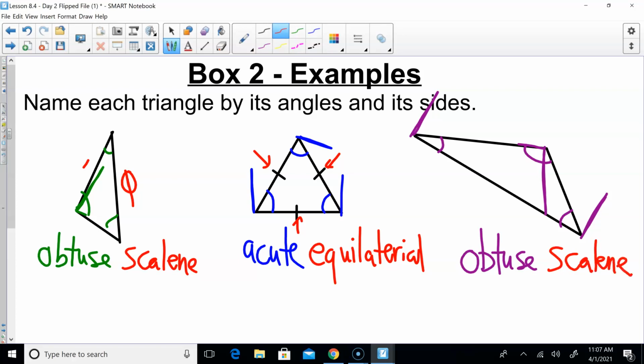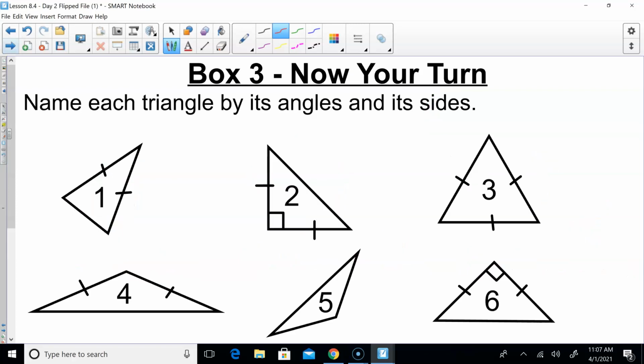So those are some more examples that you can write down to help you determine different types of triangles by not only their angles, but also their sides. You can draw a big line on your piece of paper right now, and now is the time to do lots of practice. I'd like you to name each triangle, number them 1 through 6, draw them out as well to help you out, and then label them by their angles and their sides. Good luck.